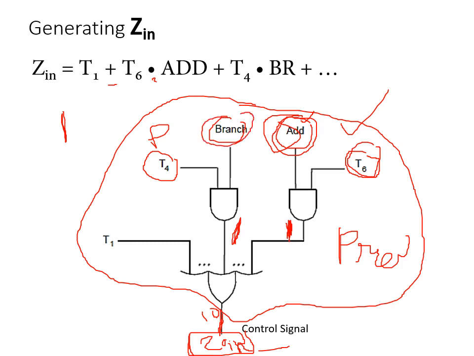If it is a branch instruction and it is the 4th clock cycle of the branch instruction, then only ZIN must be 1, the control signal of ZIN must be 1. Or if it is the 1st clock cycle, it doesn't matter which instruction, then also it must be 1. And I have given OR. Why? Because we don't know which instruction is under execution. So generally I can say if it is an add instruction and 6th clock cycle, ZIN must be 1, or if it is a branch instruction and 4th clock cycle, then ZIN must work, or if it is the 1st clock cycle of any instruction, then ZIN must work.